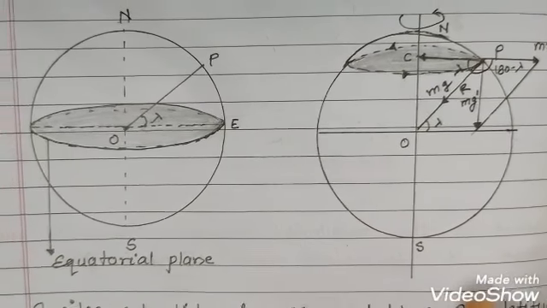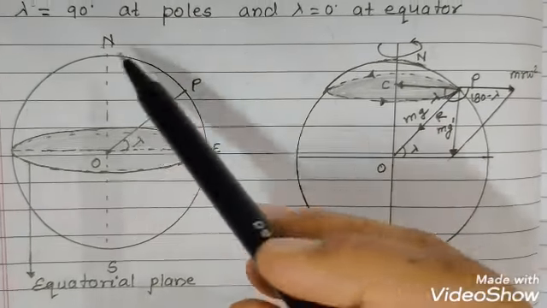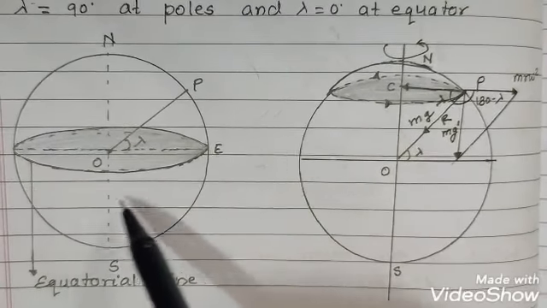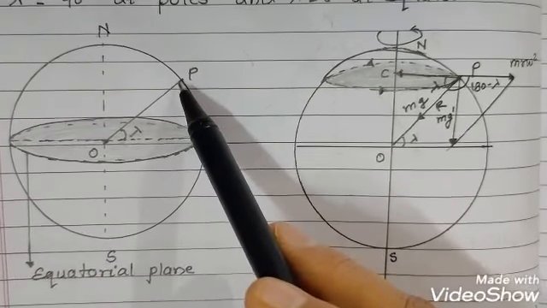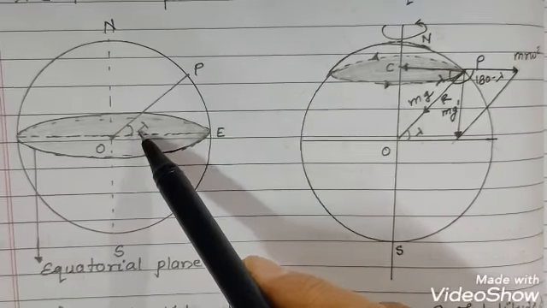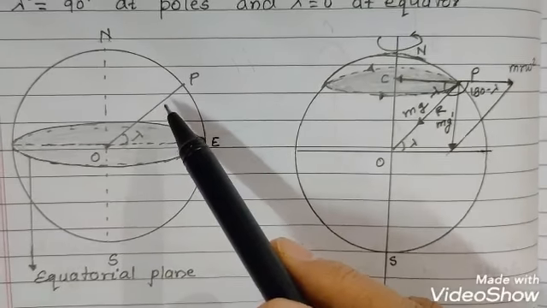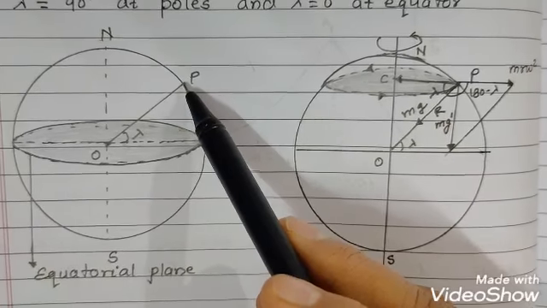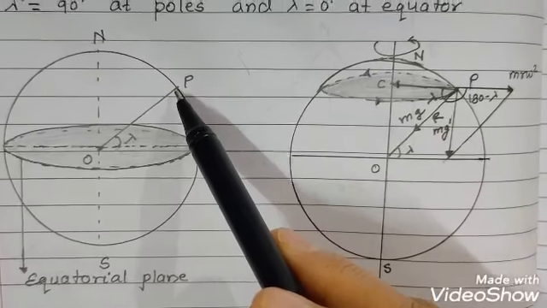It is generally denoted by the letter lambda. Latitude at a place: look here, this is the earth, and this shaded part is the equatorial plane. From the equatorial plane, this point P on the earth's surface is making angle lambda with this equatorial plane. So this is the latitude at point P: angle POE is equal to lambda.